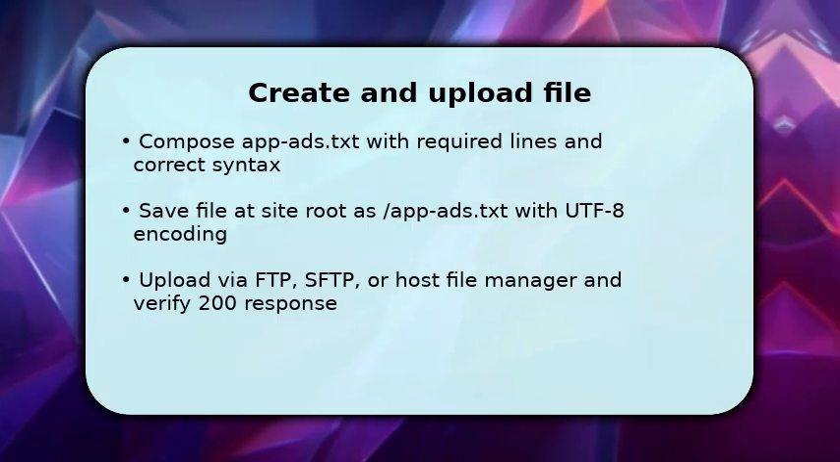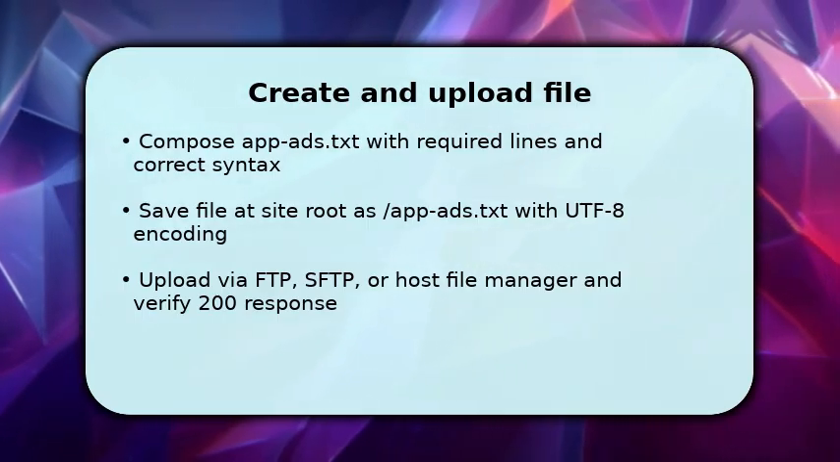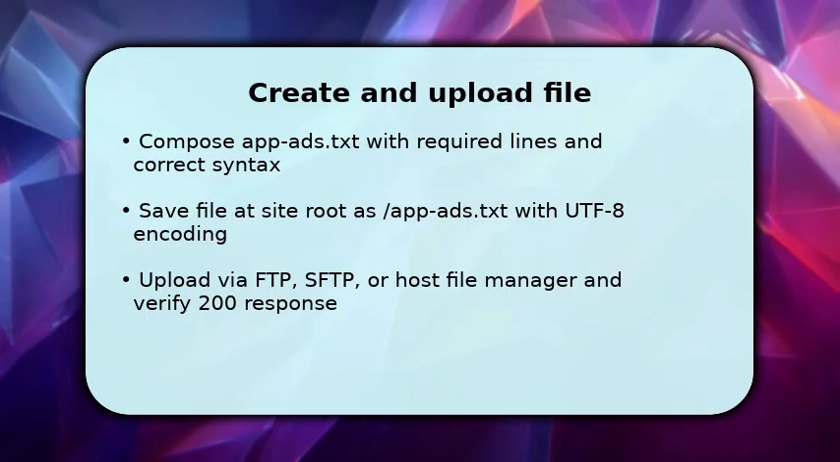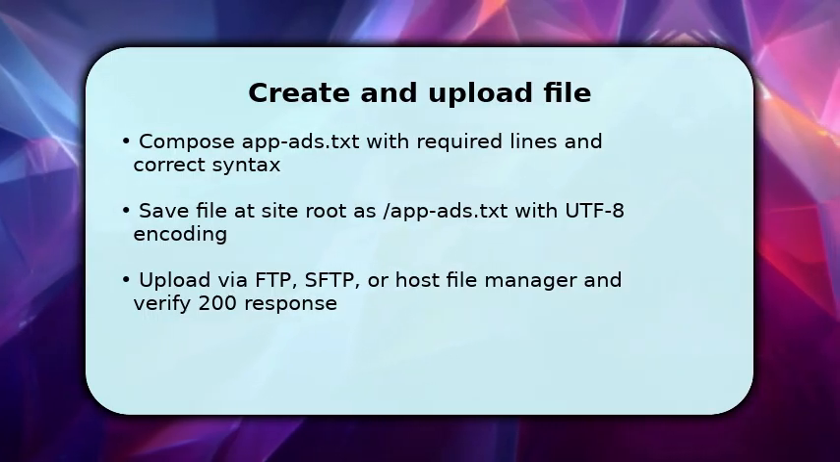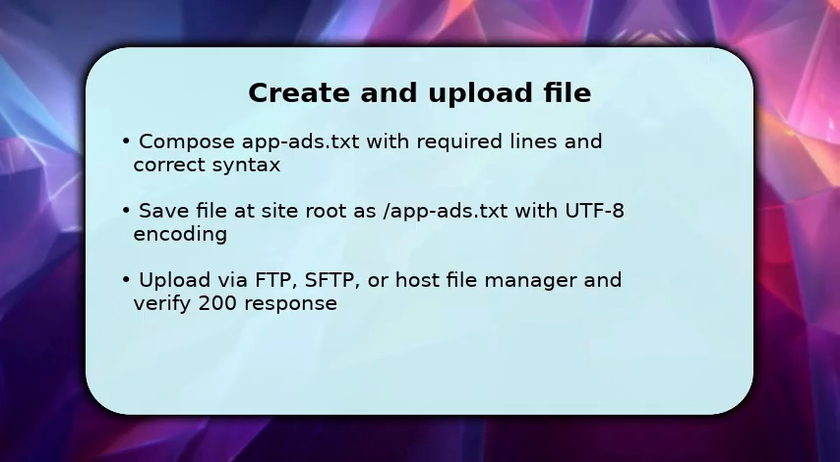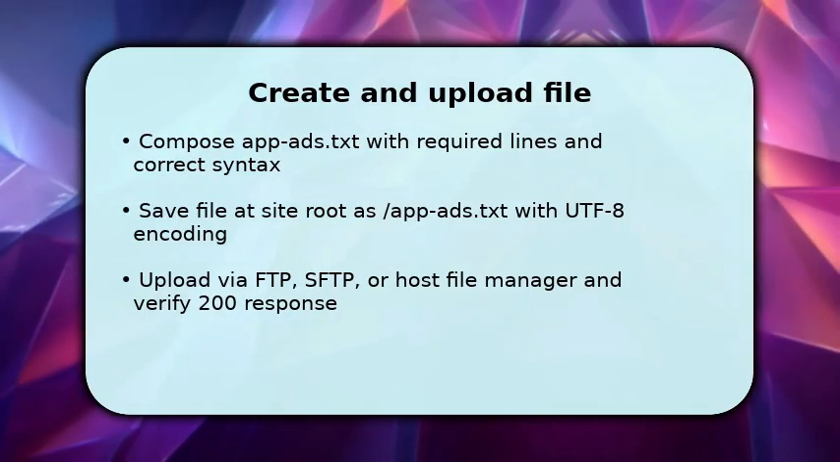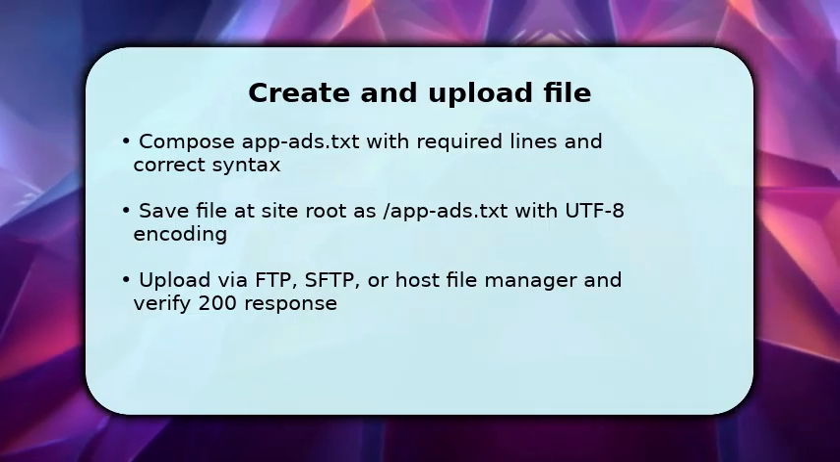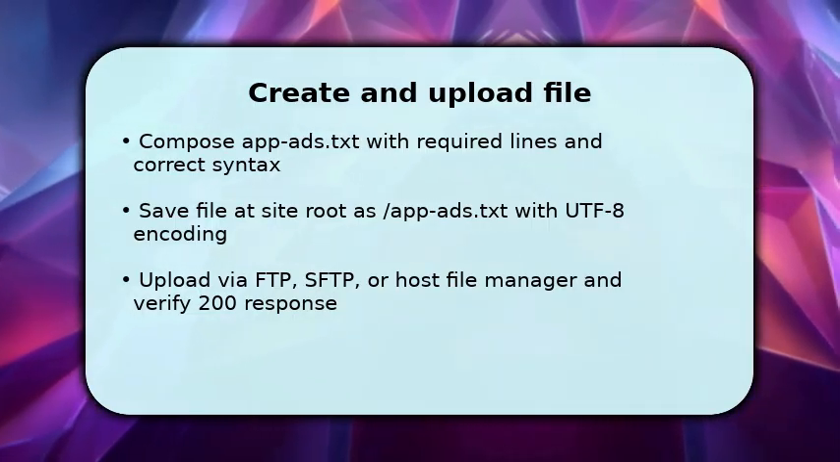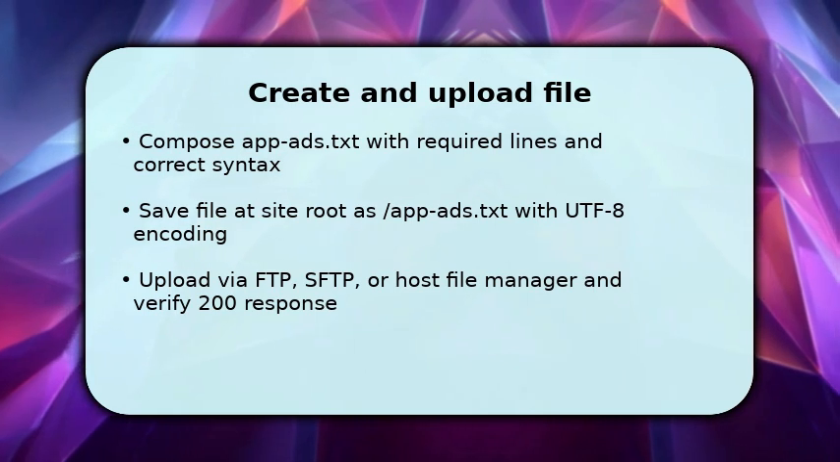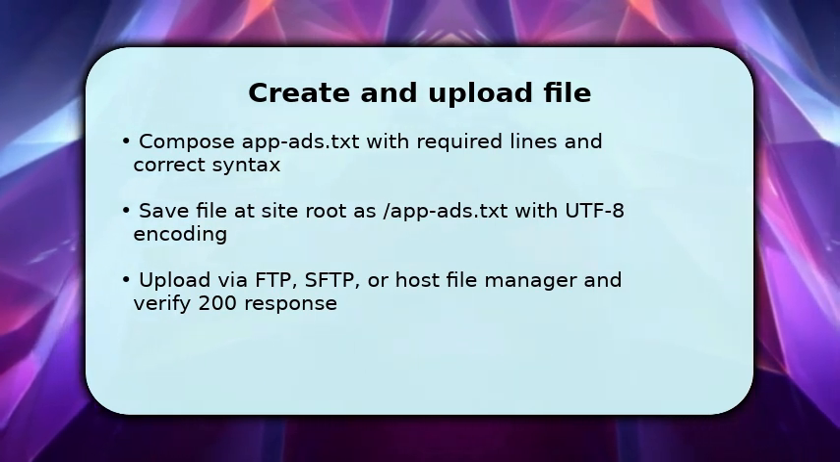After composing the file, save it as app-ads.txt at the root of your canonical domain with UTF-8 encoding. This ensures consistent parsing across systems. Then upload using FTP, SFTP, or your host's file manager, and immediately verify the file returns an HTTP 200 OK and plain text content type.